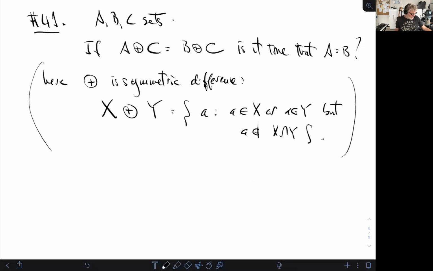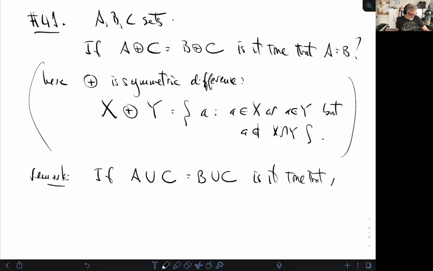Let me just add something here. So remark, let's say I change that question. If A union C equals B union C, is it true that A equals B? Hopefully this one is actually pretty easy to answer if you think a little bit about it. What would you say? Anybody wants to try that one?